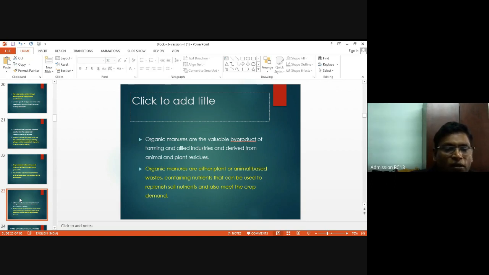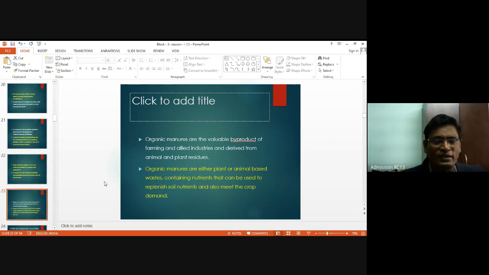Organic manures are valuable byproducts of farming and allied industries, derived from animal and plant residues. So what does organic manure mean? It is a valuable byproduct, and we get it from animal and plant residues. Because it originates from plant residue and animal matter only, it will have less effect on the soil and the environment.